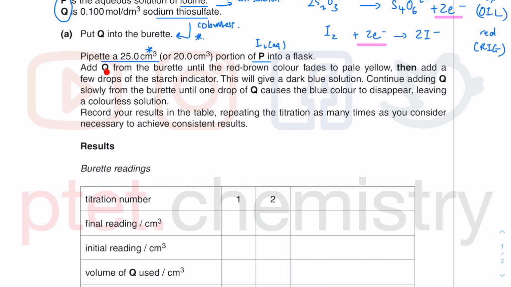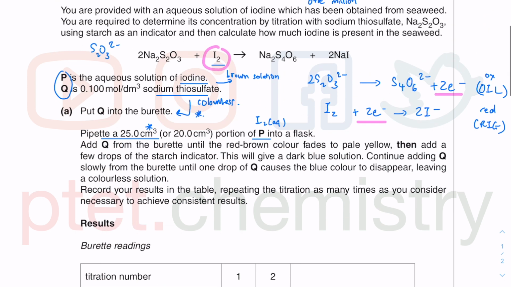You keep on adding the thiosulfate from the burette until the red-brown color fades to pale yellow, because you keep on removing the iodine with the thiosulfate until you're very close to the end point. Very, very dilute amount now. You add starch indicator. In biology, you use iodine to test for starch, and it will give you a blue-black coloration. In chemistry, this is a very similar type of reaction. In the presence of a little bit of iodine left, which is why you get a pale yellow solution, the starch will turn this solution blue-black, and when all the iodine disappears with one extra drop of thiosulfate, that will remove the entire iodine that is left in the solution.